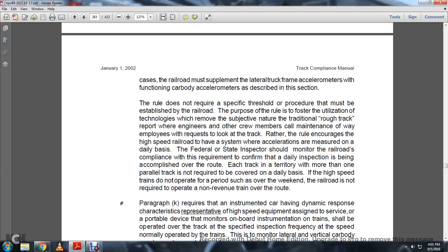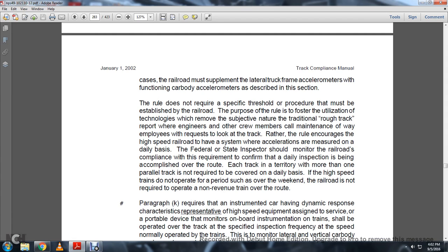The rule does not require specific thresholds, but procedures must be established by the railroad. The purpose of the rule is to foster the utilization of technology which will remove the subjective nature of the traditional rough track reports of engineers and other crew members calling maintenance of way employees with requests to look at the track. The rule encourages the high-speed track to have a system of acceleration measured on a daily basis.